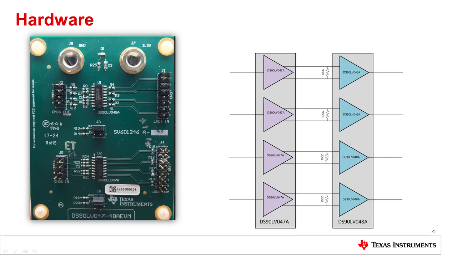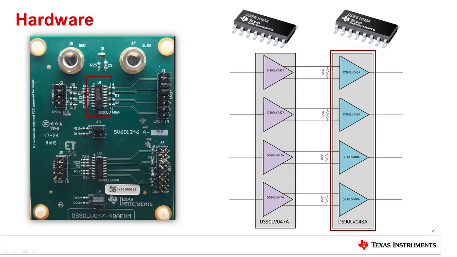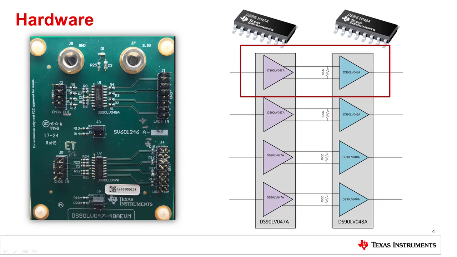Using the DS90LV047A/048A evaluation module board, which connects the DS90LV047A LVDS transmitter to the DS90LV048A LVDS receiver. As you can see, these parts are 4-channel parts, but in this example, we are only using 1 channel.